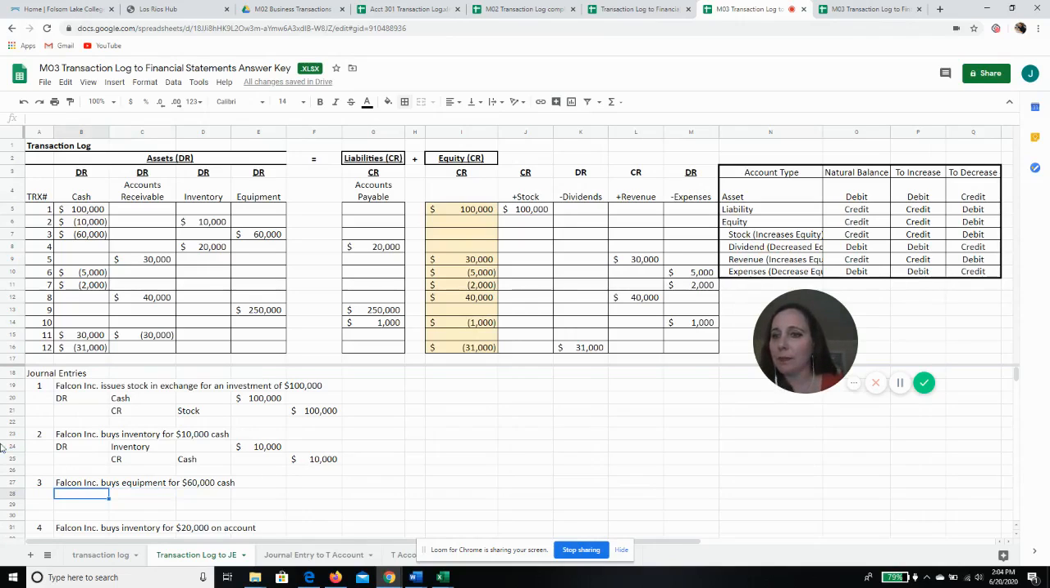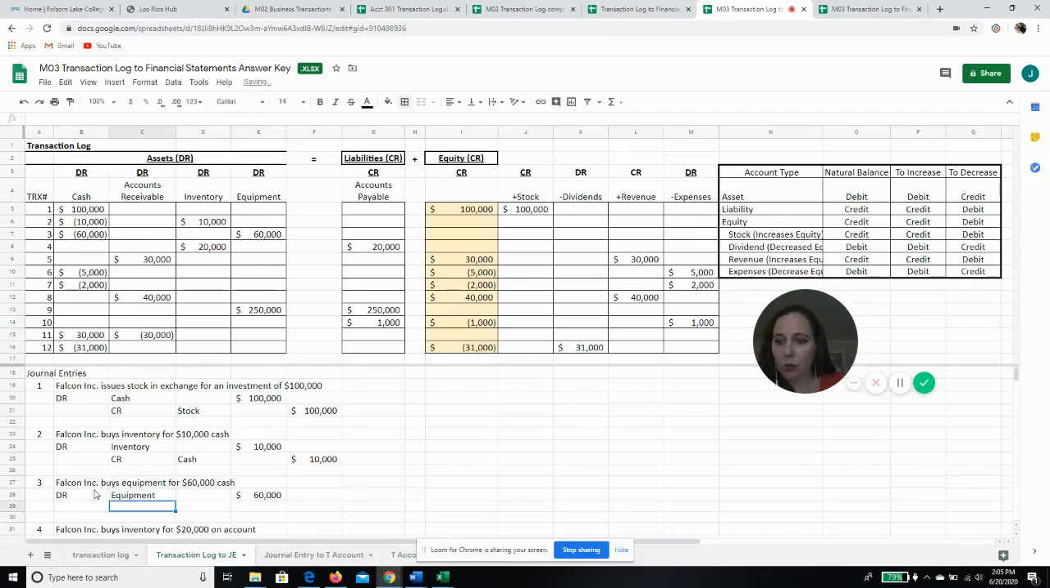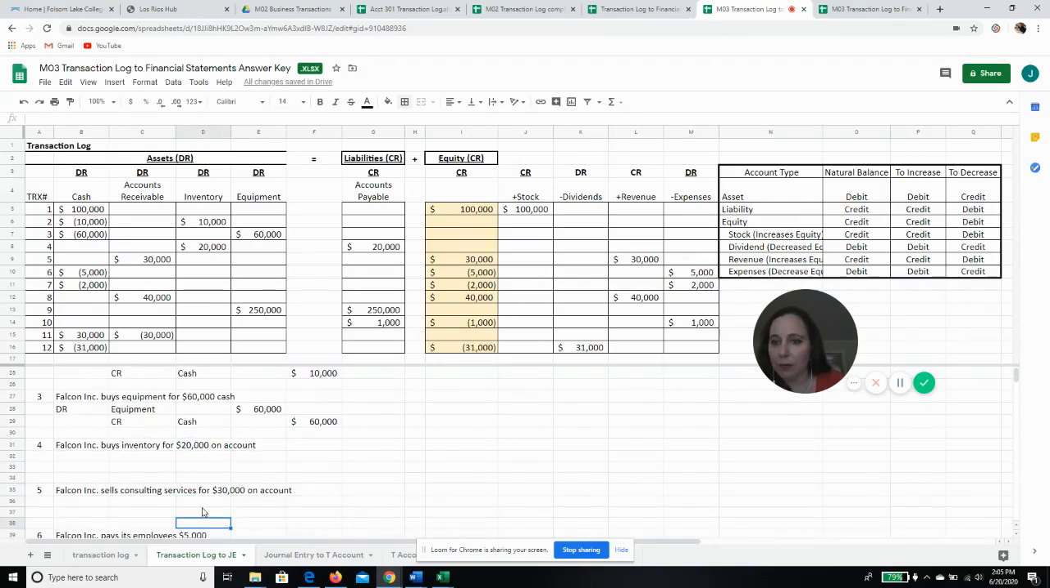All right. So transaction 3. We decreased cash for 60,000 and we increased equipment for 60,000. So let's start with our equipment, which is an asset, and to increase we debit. So we're going to debit equipment for 60,000. And I'm going to credit. I have a decrease to cash, and I decrease cash with a credit. So I'm going to credit cash for 60,000.